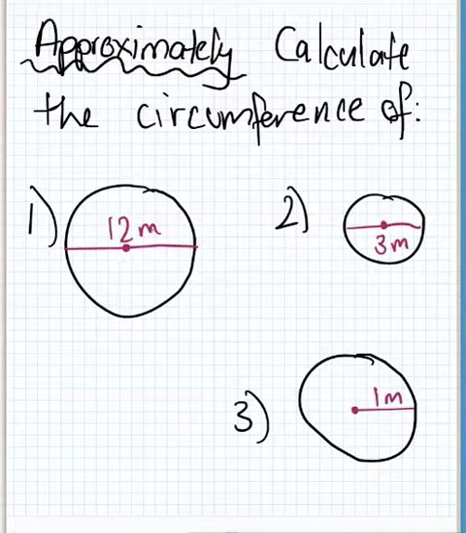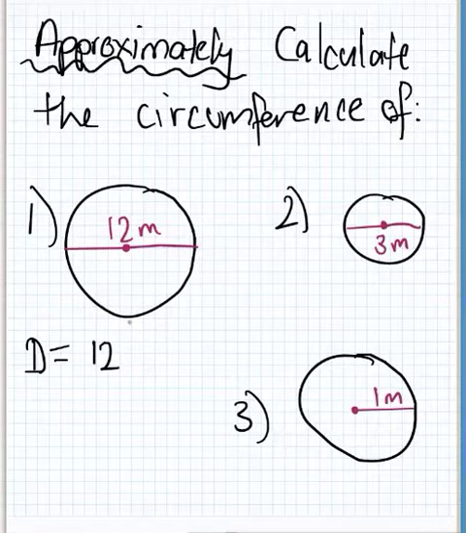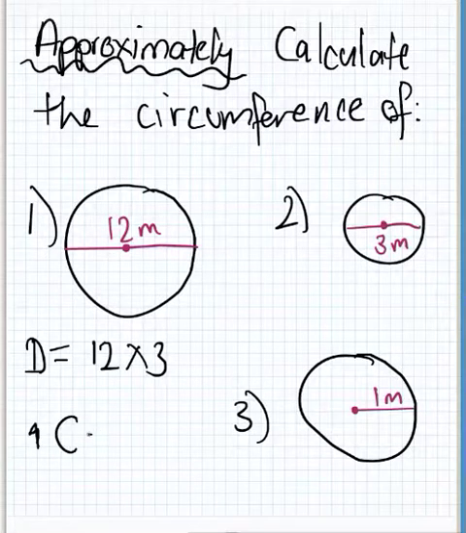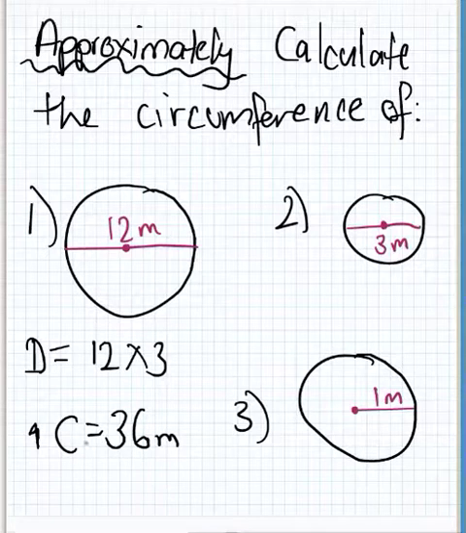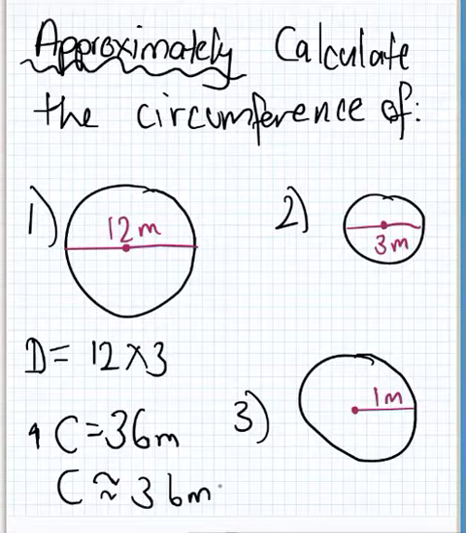So the first one, my diameter, D for diameter, is what? 12 meters. 12 meters, yep. And as a quick answer, I'll times this by 3. So now I'll end up with C. So circumference is going to be, what's 12 times 3? It's 36. And I'll put my units, meters. So instead of an equal sign, the circumference is approximately equal to 36 meters. Now I know that it'll be a little bit more because we haven't included the decimal part, but as an approximate answer, the circumference of this circle that has a diameter of 12 meters is 36 meters.